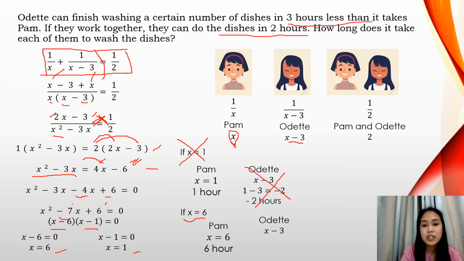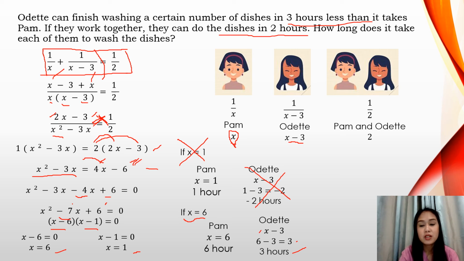Now, if Odette finished washing the dishes as x minus 3, x here becomes positive 6. So therefore, 6 minus 3 is equal to 3. Therefore, Odette can finish washing the dishes in 3 hours.